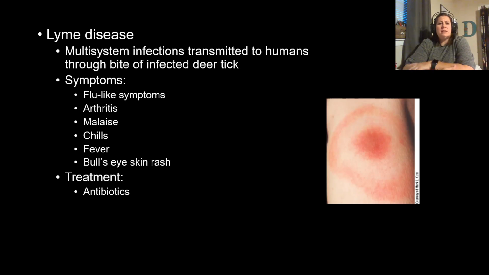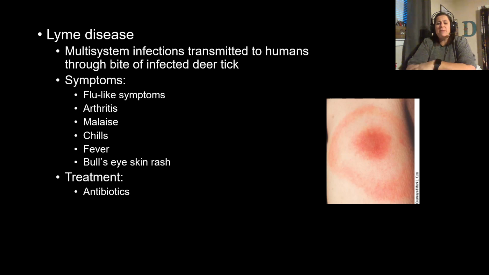Another one is Lyme disease. Lyme disease is a multi-system infection transmitted to humans through the bite of an infected deer tick. So this comes from a tick, but it is a type of bacterial infection. Symptoms include flu-like symptoms, arthritis, malaise where they just don't feel good, chills, and fever. But one of the most common things that we see with Lyme disease is this bullseye type skin rash. Treatment again is antibiotics.